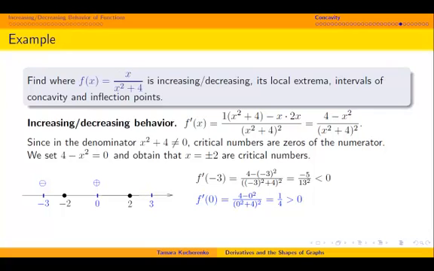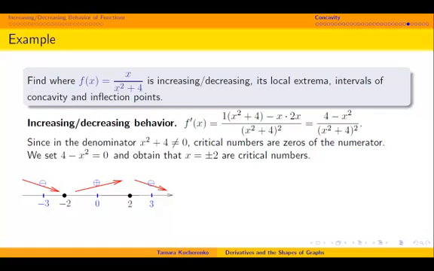The last test point is 3. We compute f prime of 3 to be 4 minus 3 squared divided by 3 squared plus 4 squared, which is again -5 over 13 squared. This value is negative, and therefore the derivative is negative on the interval from 2 to infinity. According to the first derivative test, f is increasing when f prime is positive and decreasing when f prime is negative. We draw an arrow down over the intervals marked with a minus and an arrow up over the intervals marked with a plus.